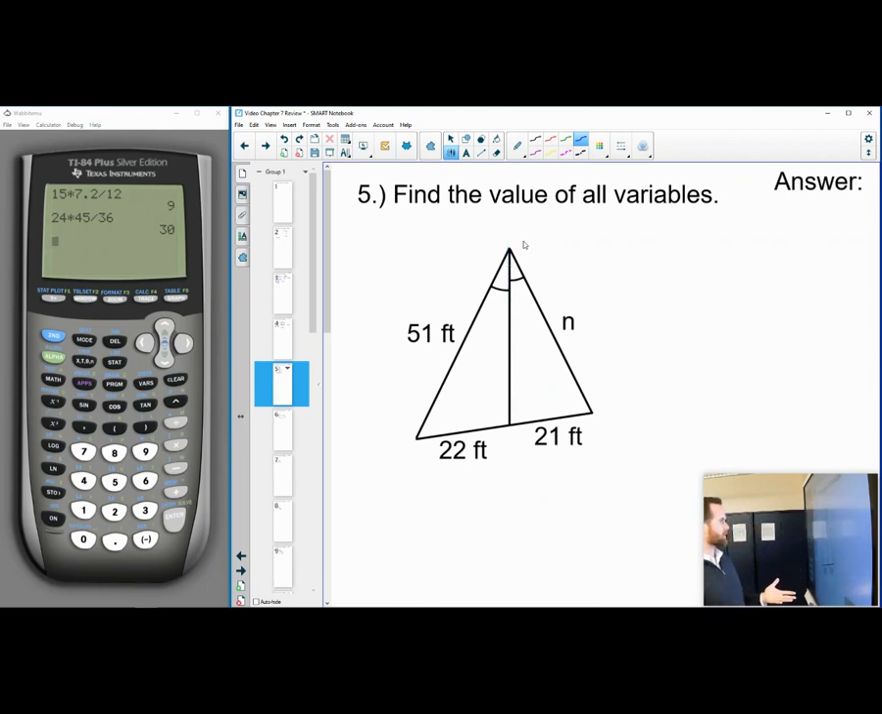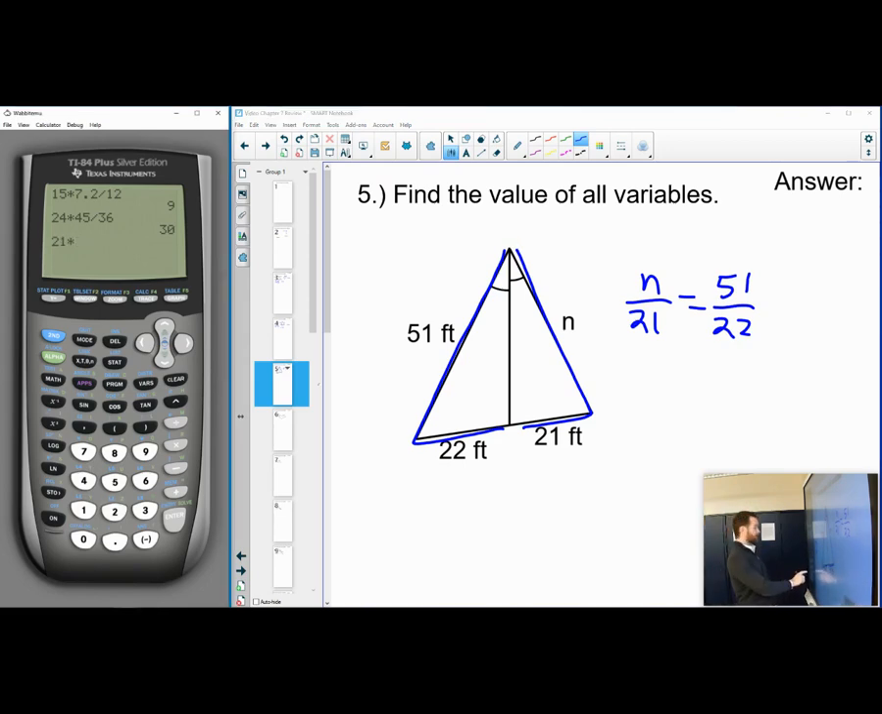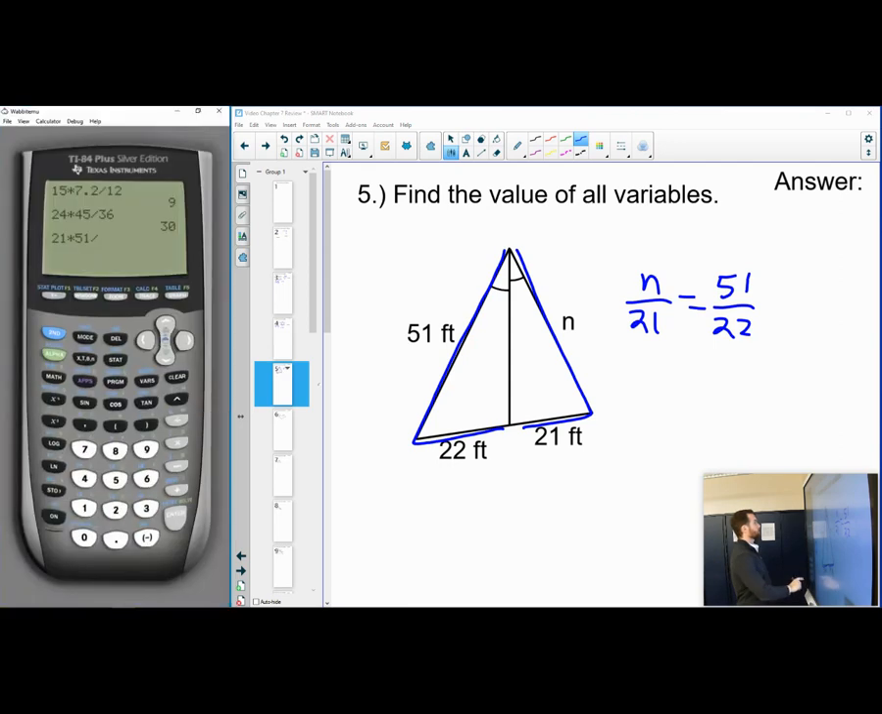Again, there's a few different ways to do this. I'm going to go n to 21, n over 21 equals, let's see, so n to 21, we have to do that same pattern on the other side. So that'd be 51 to 22. So n to 21, 51 to 22. Looks good. Cross multiply, so it's 21 times 51, divide by 22.